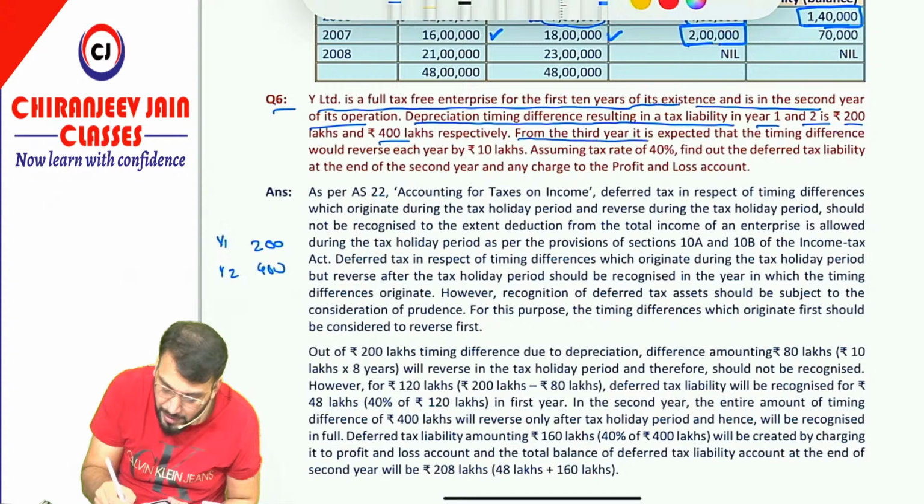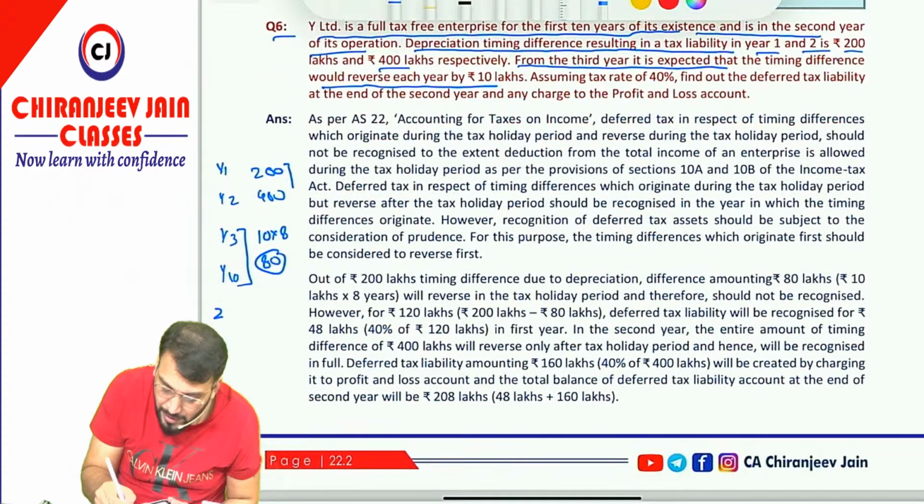From the third year, it is expected that timing difference would reverse each year by 10 lakh. So can you say Y3 to Y10, 10, because this is the tax holiday period. It will be 10 into 8, means 80, will be reversed during the tax holiday period. Means out of 200, 80 is going to be reversed in the tax holiday period, means on that no deferred tax. Means we need to recognize deferred tax liability only on 120. Correct. And for this 400 we need to recognize the entire deferred tax liability.